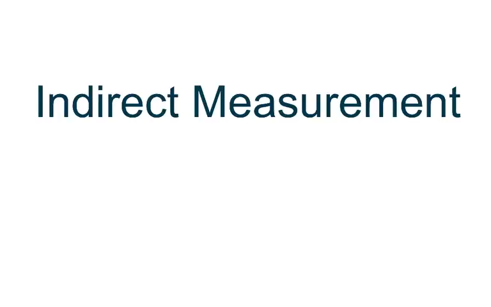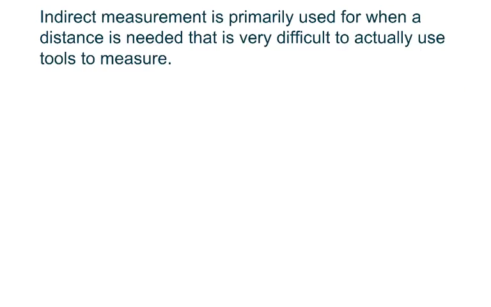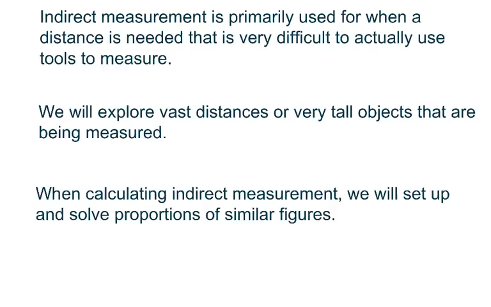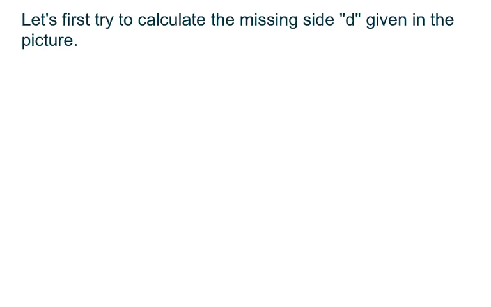All right, ladies and gentlemen, we're going to talk about indirect measurement. When we talk about indirect measurement, it's primarily used for when a distance is needed that is very difficult to actually use tools to measure. So we're going to explore vast distances or very tall objects that are being measured. When calculating indirect measurement, we're going to set up and solve proportions of similar figures.